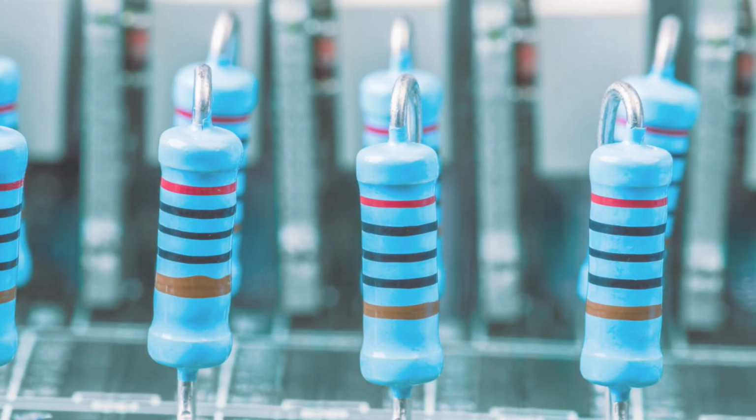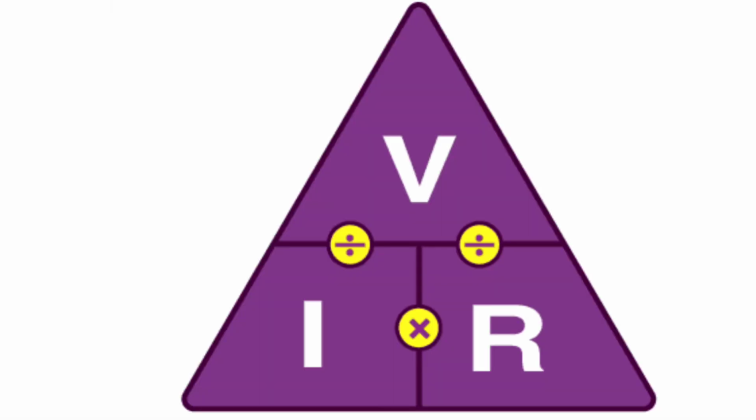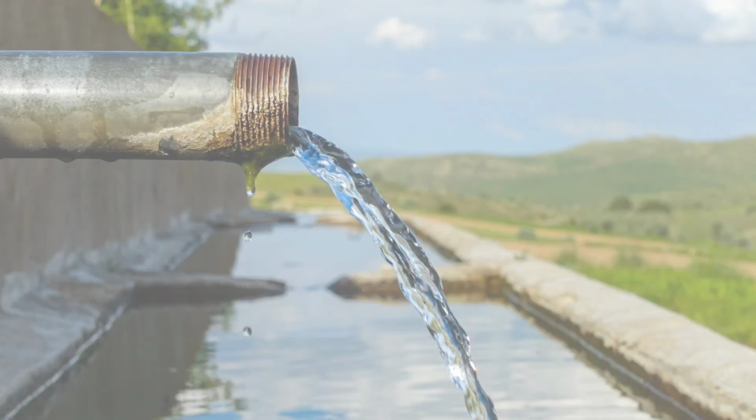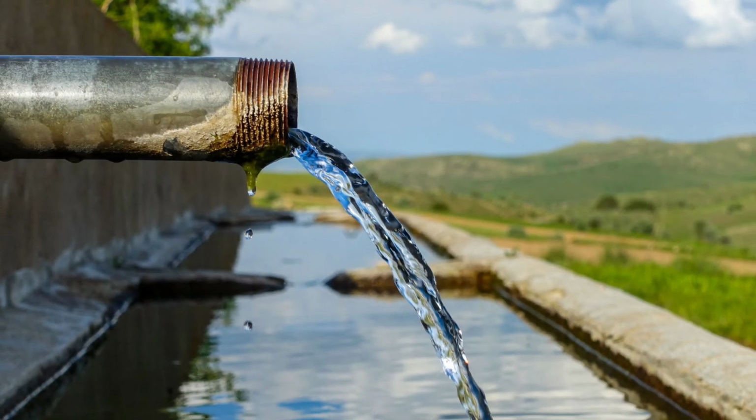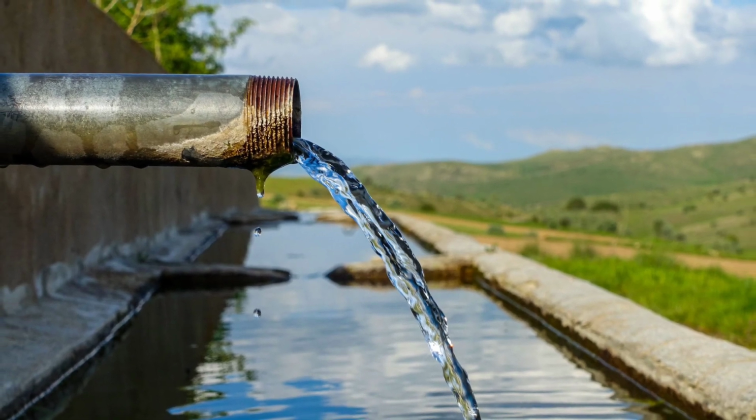This relationship between voltage, current, and resistance is defined by Ohm's law, which states that voltage equals current multiplied by resistance. V equals I times R. Think of it like this. Imagine you have a garden hose with water flowing through it. The water pressure is like voltage, the amount of water flowing is like current, and the hose's width is like resistance. A narrow hose or high resistance will allow less water or current to flow through, even if the water pressure or voltage is high.